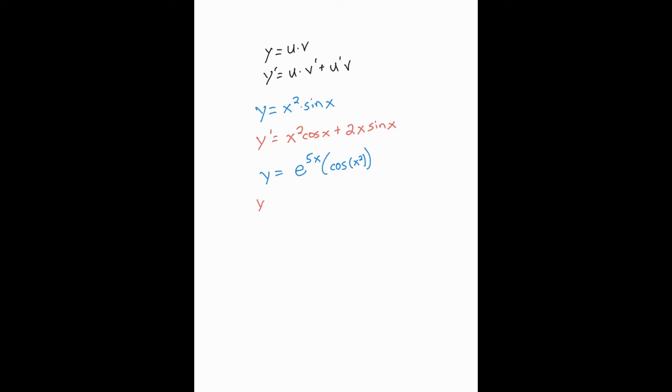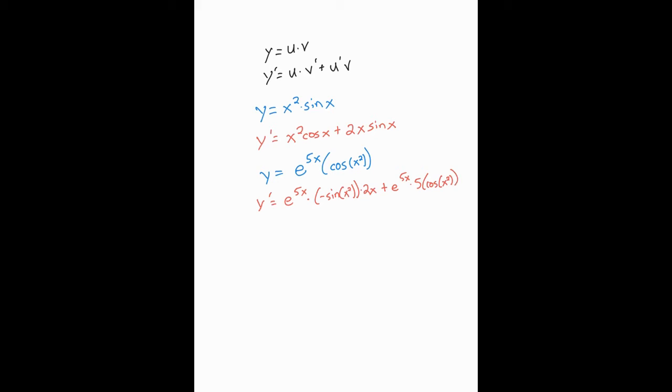So if I'm going to take the derivative here, I'm going to take the derivative of the regular first part, which is going to be e to the 5x, times the derivative of the second part, which is going to be negative sine of x squared times 2x, because we have to remember the chain rule there, plus the derivative of the first part, which is going to be e to the 5x times 5, times the regular second part, which is going to be cosine of x squared.